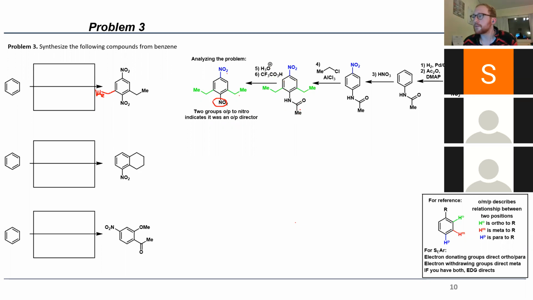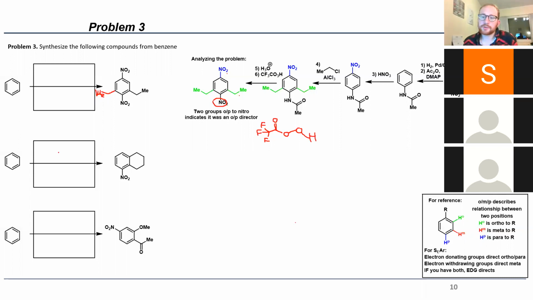You could also use basic cleavage of the amide, doesn't really matter, followed by treatment of the resulting aniline with trifluoroperoacetic acid. That looks like this, and this reagent can convert anilines to nitro groups.